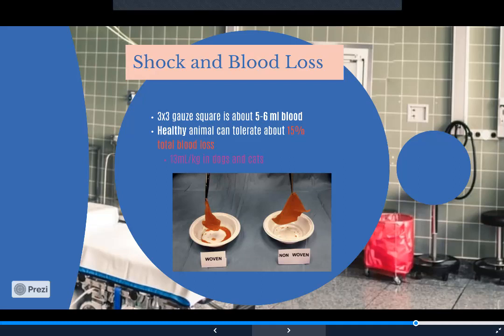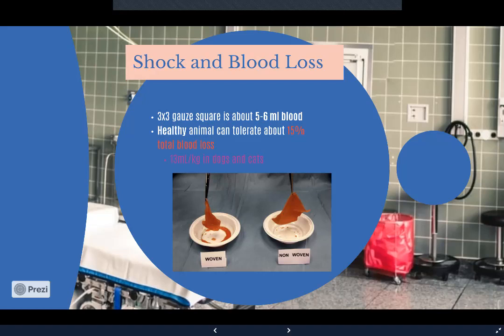A healthy animal can tolerate, they say, about 15% blood loss. It actually is somewhere between 15 to 20% blood loss. This is actually also really low. It says 13 mils per kg in dogs and cats. I think this was from McKernan too. If you think about this and you did the math, this is actually lower than what we have our animals donate blood.